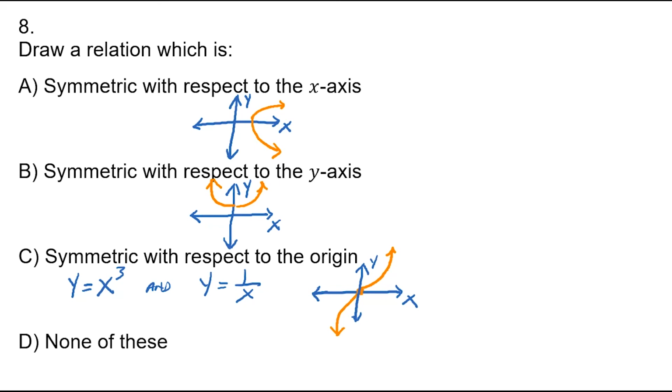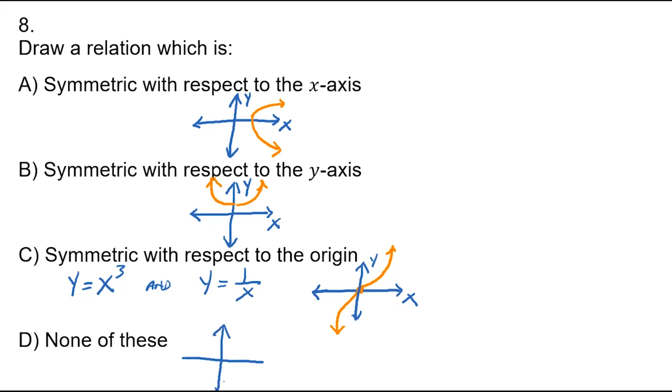And then finally, a graph that has no symmetry about the x, the y, or the origin is something like this. If I had a graph like this, you can see that this is not reflecting across the x, the y, or the origin. So here's an example of symmetry with respect to the x-axis, with respect to the y-axis, with respect to the origin, and then the final case where there's no symmetry with respect to any of them.